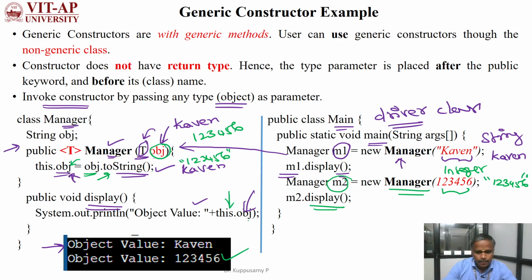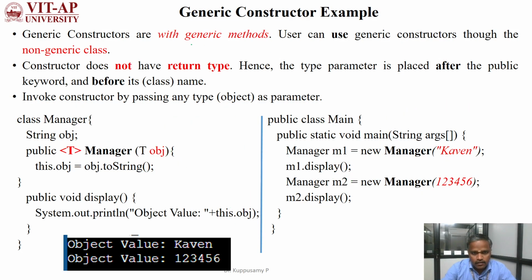So here what we should observe is that we are using generic methods. That means this generic method carries an argument value of any data type. First I am passing a string data type, then the second time I am passing an integer data type. Like this, if you want to pass any data type, float, character, double, you can use this method as a generic data type. That is the thing.